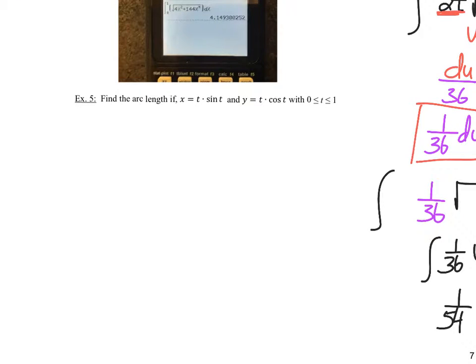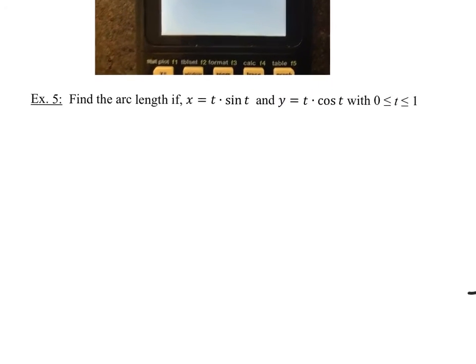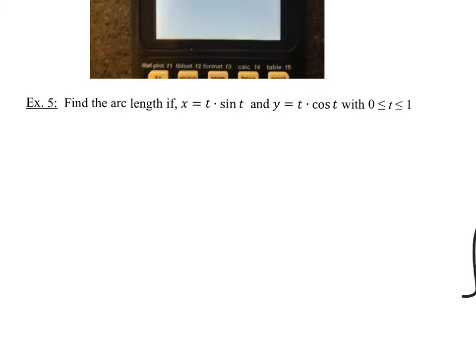Find the arc length if x equals t sine t and y equals t cosine t with t between 0 and 1. We're still going to need derivatives, and we're still going to need antiderivatives of those derivatives. So it's just one of those where we've got to grin and bear it and just get the work done. So dy dt I usually like to do first, because it's all got to go in that integral formula. It's a product of two functions, t and cosine t. So product rule comes into play.